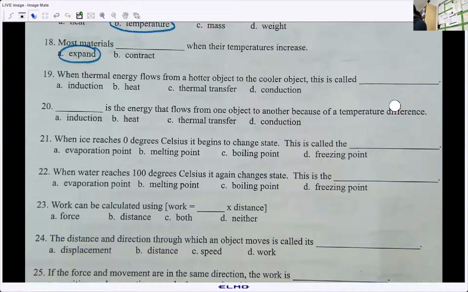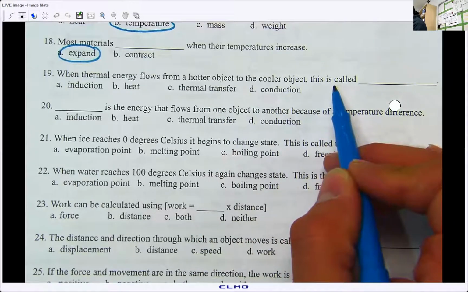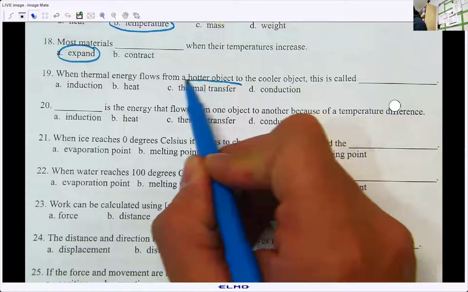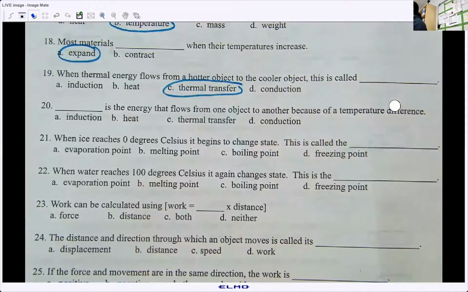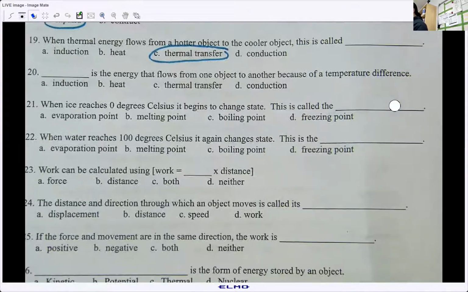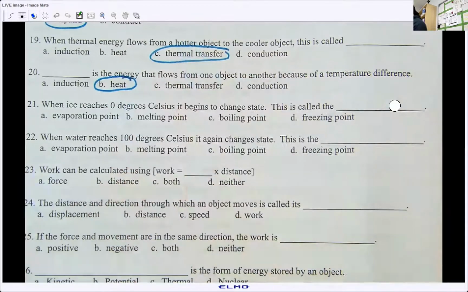When thermal energy flows from a hotter object to a colder object, this is called thermal transfer. Blank is the energy. The energy is called heat. The energy that flows from one object to another.